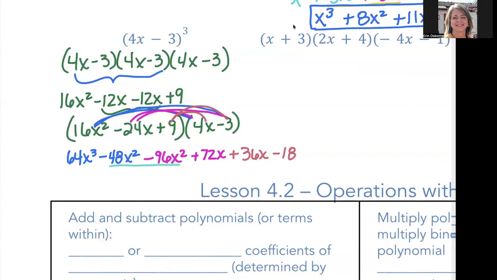Combine some like terms. They're side by side again, but they're a little bit bigger. Your answer should look something like 64x cubed minus 144x squared. I was going to say that before I calculated it. And 72 plus 36 added together is 108, but that'll be our x term, we call it. No exponents needed. And then minus 18.